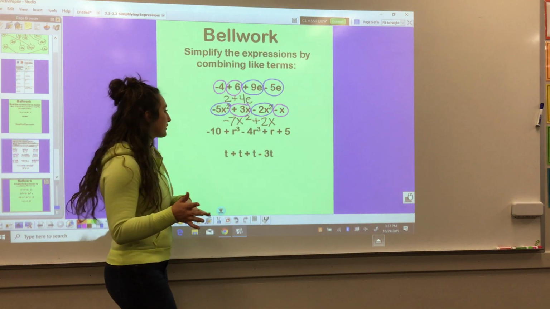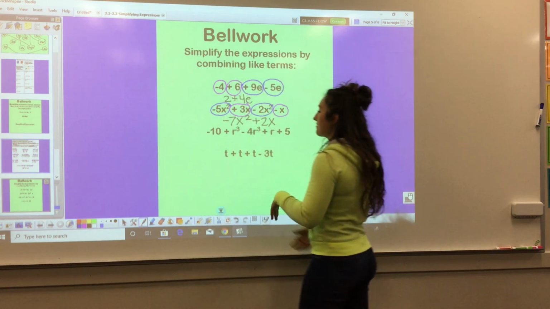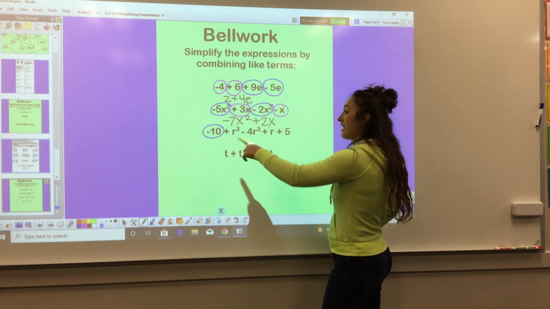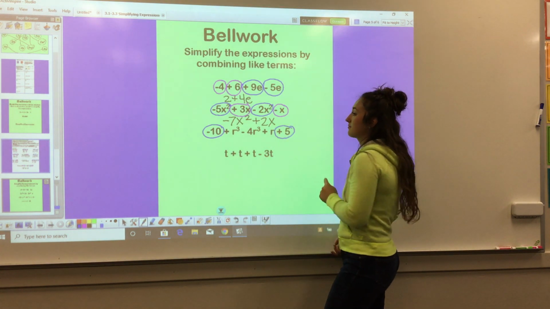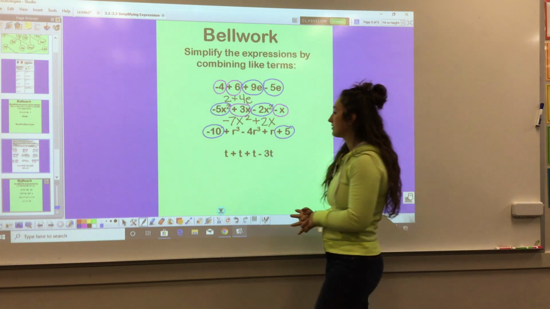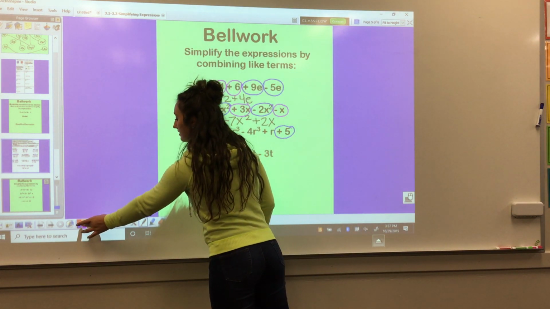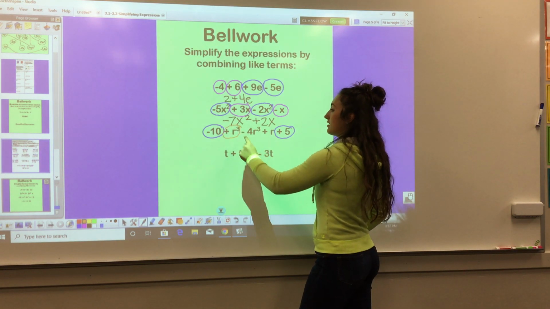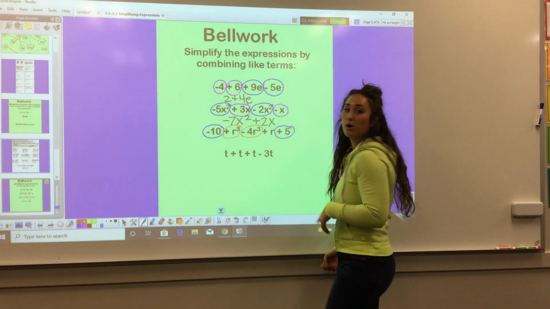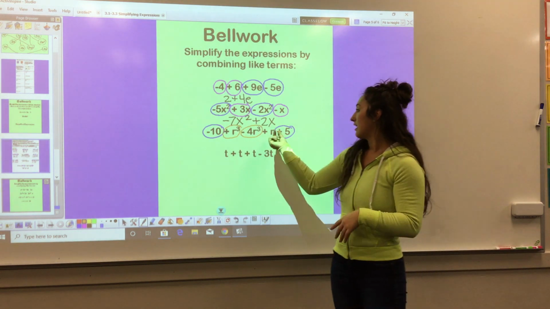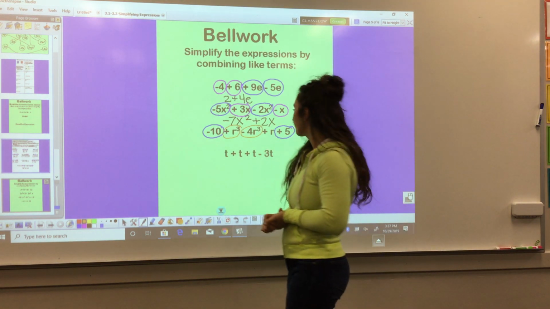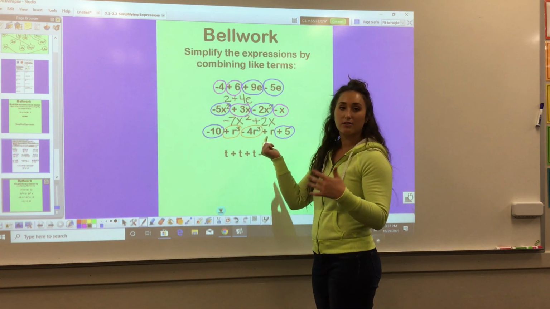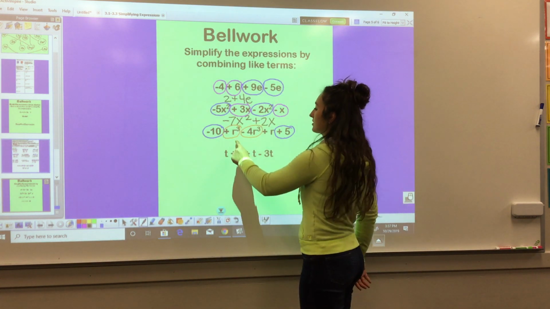I'll switch up the colors here for you. Next one we have, the like terms would be negative 10 plus 5 are like. Positive r cubed and negative 4r cubed are alike. And then the plus r is just on its own. So plus r, a positive r, can't combine it with anything. I'll just copy that down.